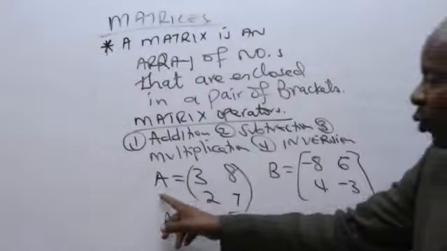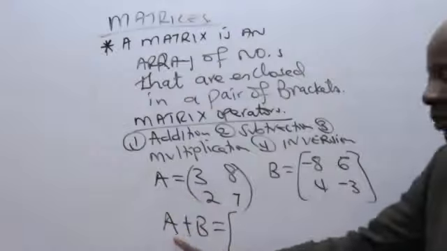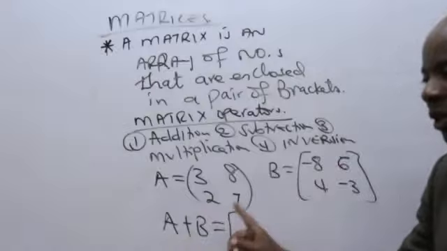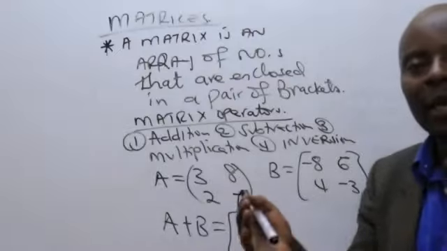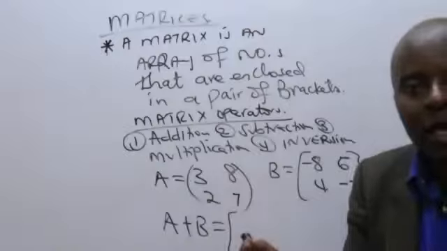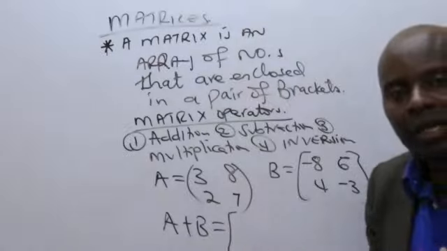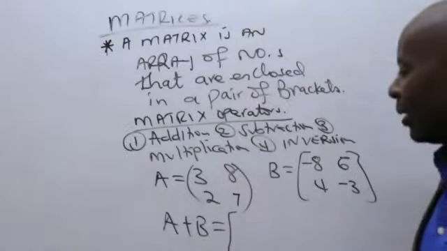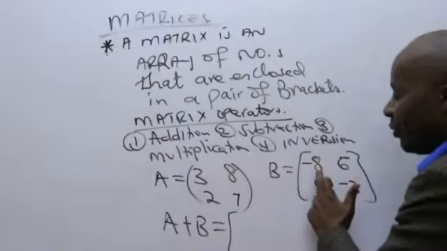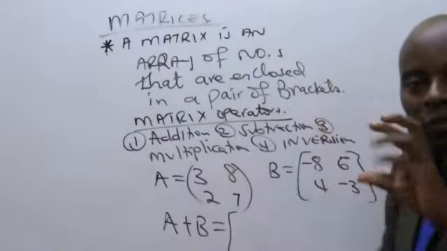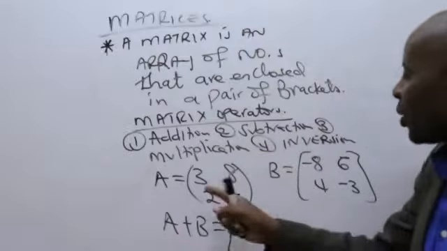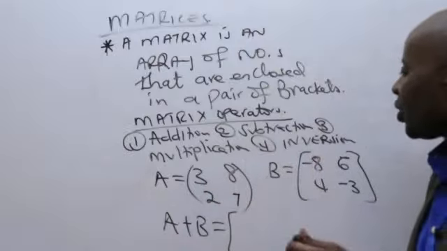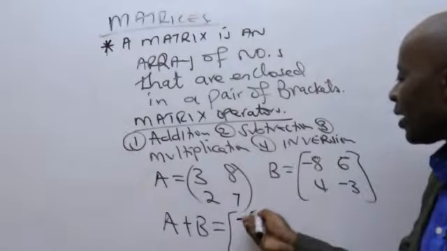We are given two matrices A and B, and then somebody tells us to go ahead and add them. So A plus B. Remember, for matrix addition, we normally add corresponding elements. Like now these 3 and -8, they are first elements of their respective matrices. The first elements, you combine them. So we have here 3 plus -8, that will give us -5.